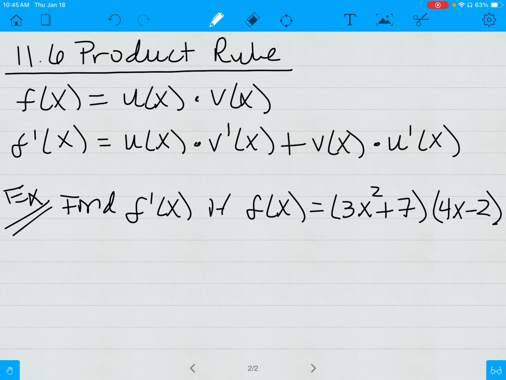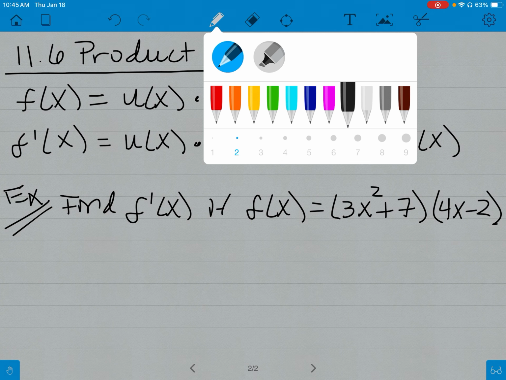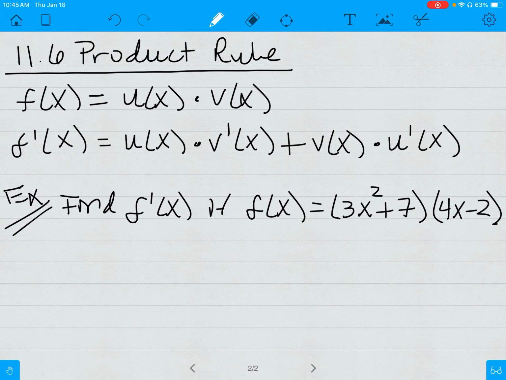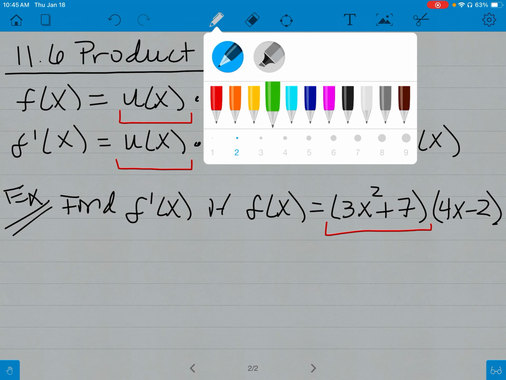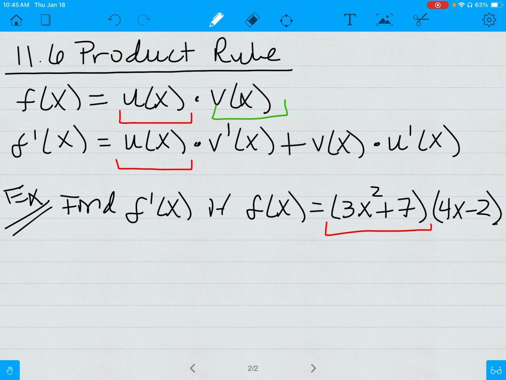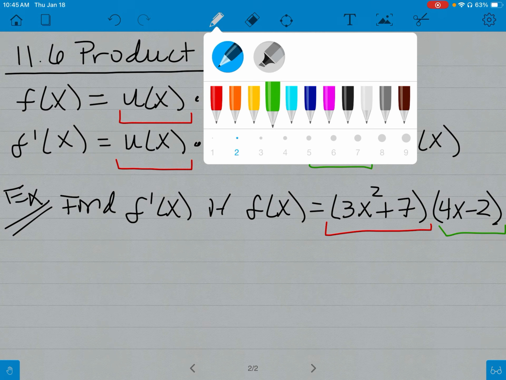So if we're going to do a problem like this, and we wanted to use the product rule, when we're looking at our functions, we have this first function here that the book has called u of x. And that is this function right here. And then the second function, v of x, is just the second function, the thing that we're multiplying.